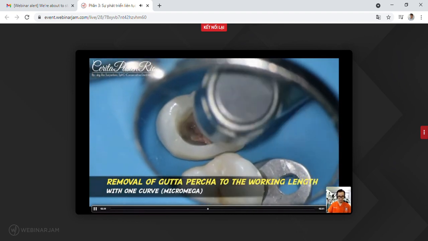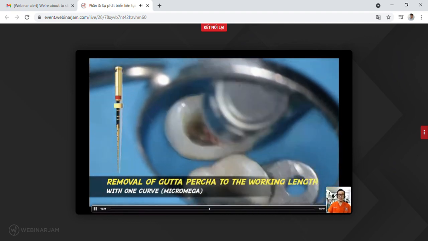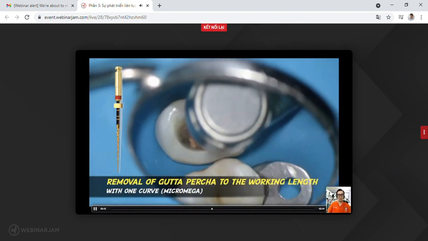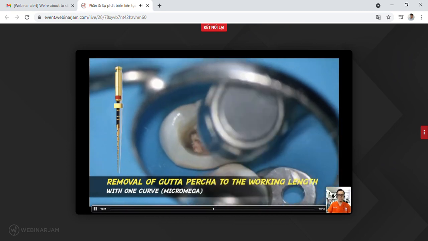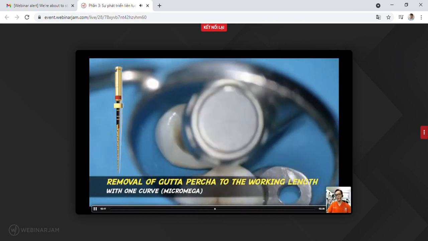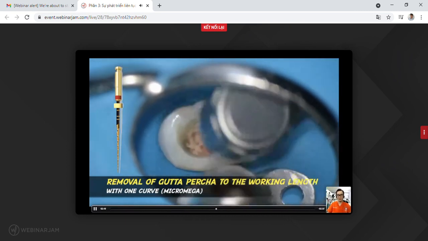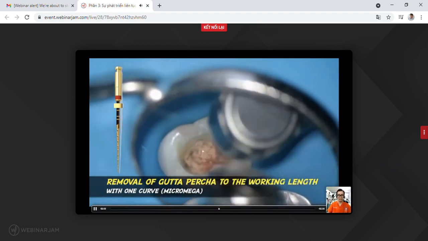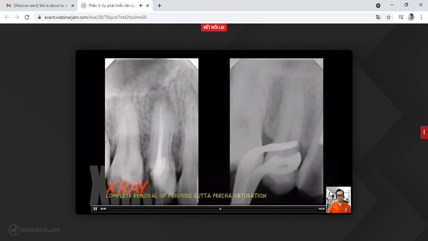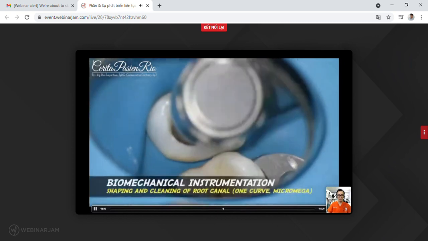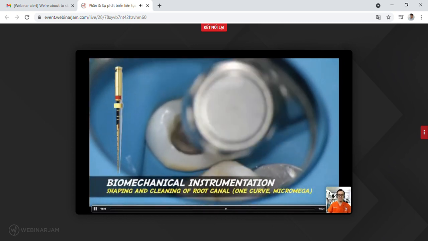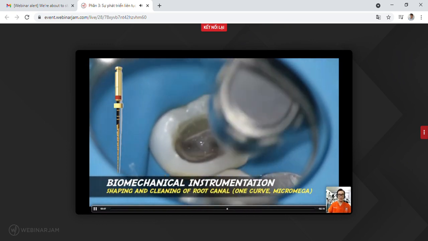After the pathway has been created by the ultrasonic energy, I use Micromega One Curve to remove the gutta percha in a single visit. I didn't use any preliminary files such as K files or other preliminary files. So I use One Curve only. Remember, back then I had no remover files from Micromega.